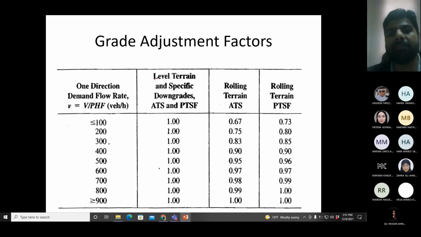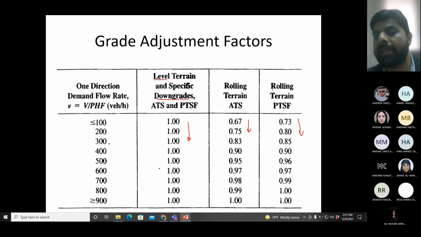If you have level terrain or if you have downward gradient, then your life is very easy. The factor FG will be 1 for all cases, no problem. If you have rolling terrain, then factor FG for calculation of ATS will be taken from here, and FG for the calculation of PTSF will be taken from here. So level and downward gradient factor is 1. For rolling terrain, you have a column for ATS calculation and a column for PTSF calculation.